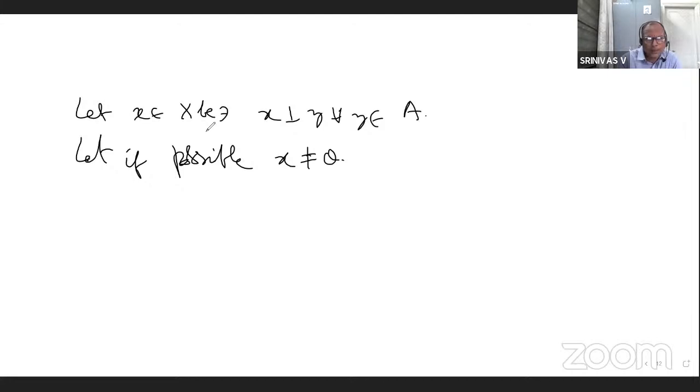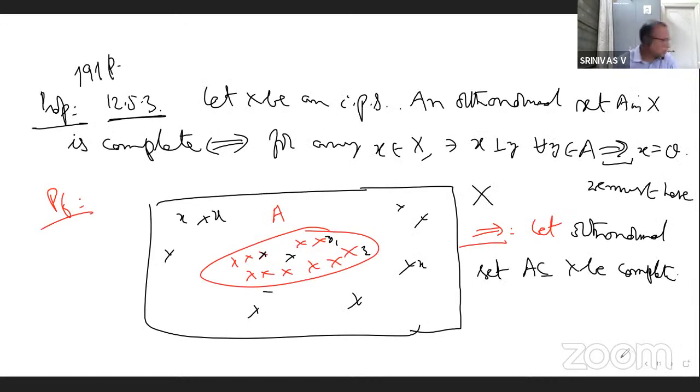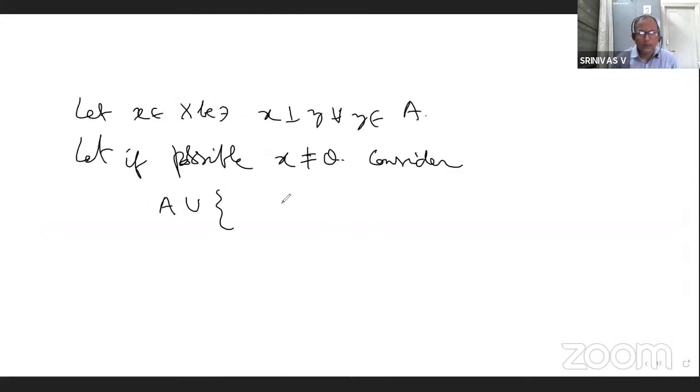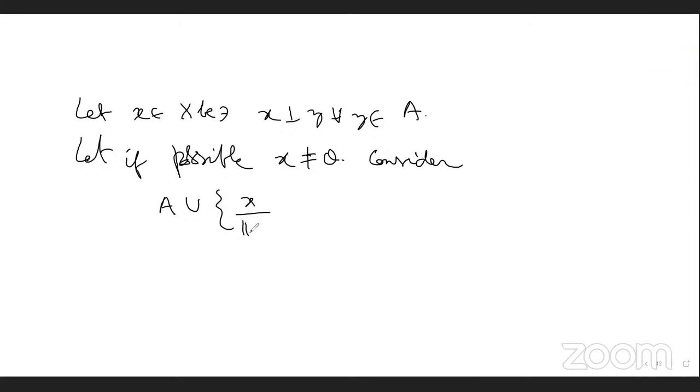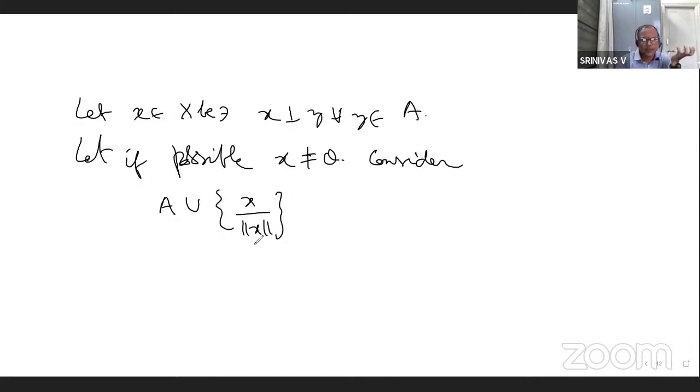So x is non-zero, and now, because your x is orthogonal to y, now consider capital A union x by norm x. For complete sets, orthogonality and orthonormality both are equivalent, so it doesn't matter. You are assuming your x is non-zero vector, so norm x is a positive number. Divide x by norm x. So this is a unit vector, and because of this property, this will be orthonormal.